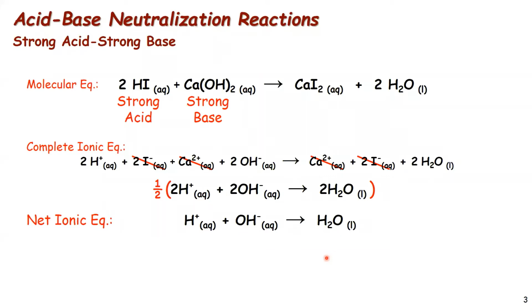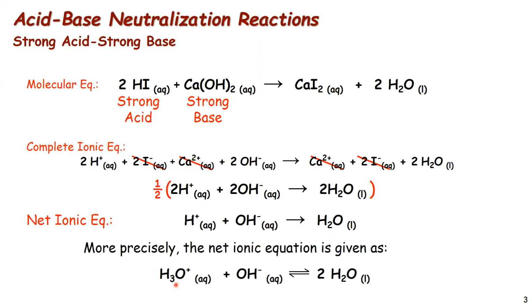Now, for reactions that involve any weak acid or weak base, it's not going to look like this. More precisely, of course, the hydrogen ion doesn't exist. It only exists as H3O plus. So the actual net ionic equation would look like this. But again, most likely we're going to write this instead of this.